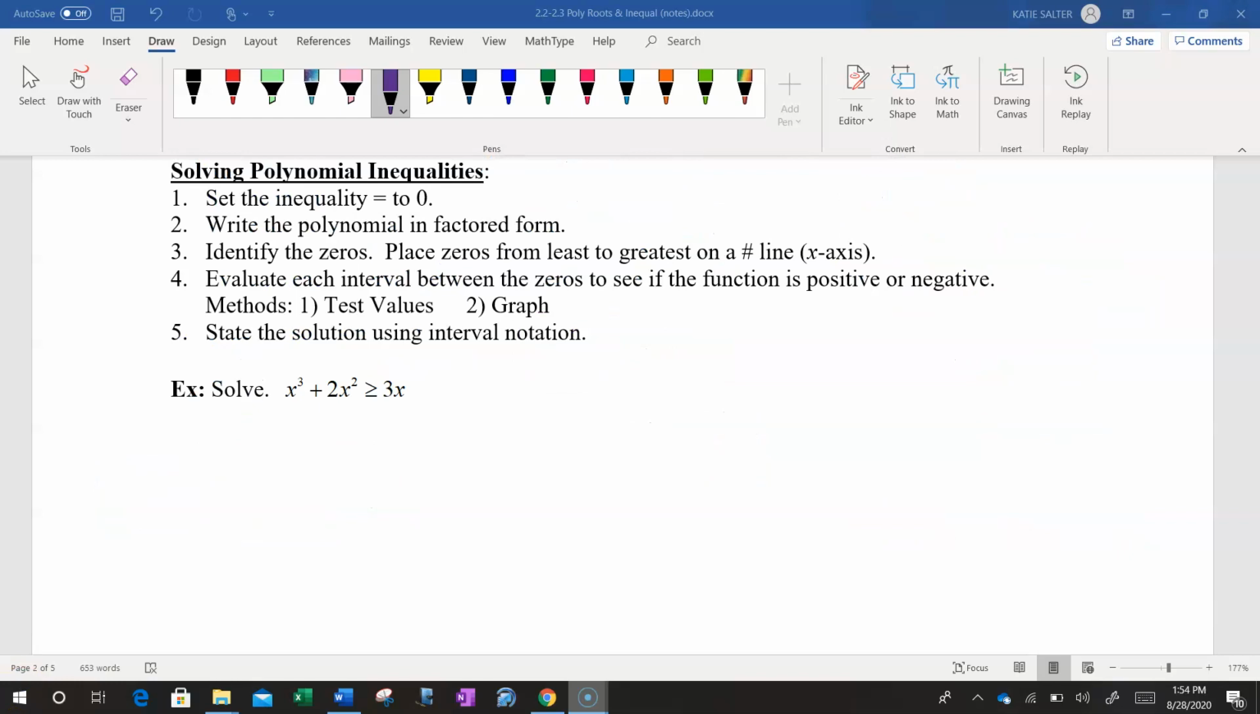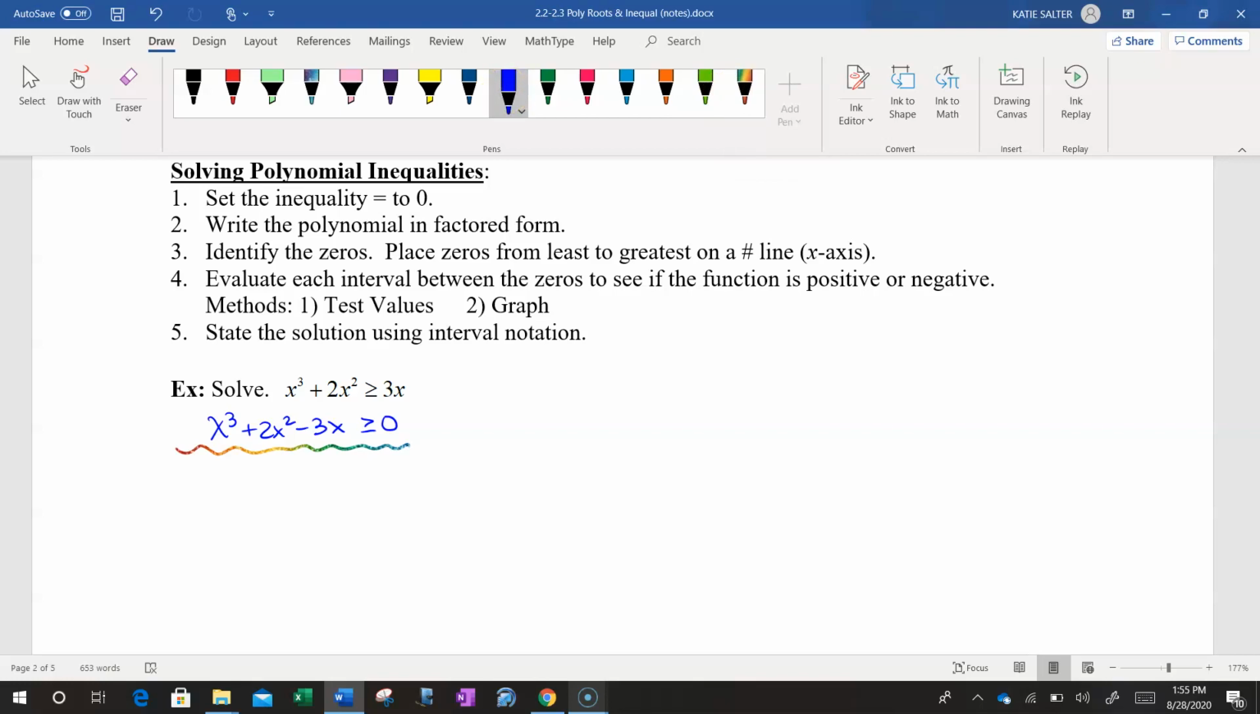Okay, so how about solving polynomial inequalities? To solve a polynomial inequality, the first step is you've always got to set it equal to 0. I say equal to, but obviously it'll be greater than or less than, or greater than or equal to, or less than or equal to. The next step is you drop out whatever the inequality symbol is. As weird as that is, you have to find the zeros of the polynomial.